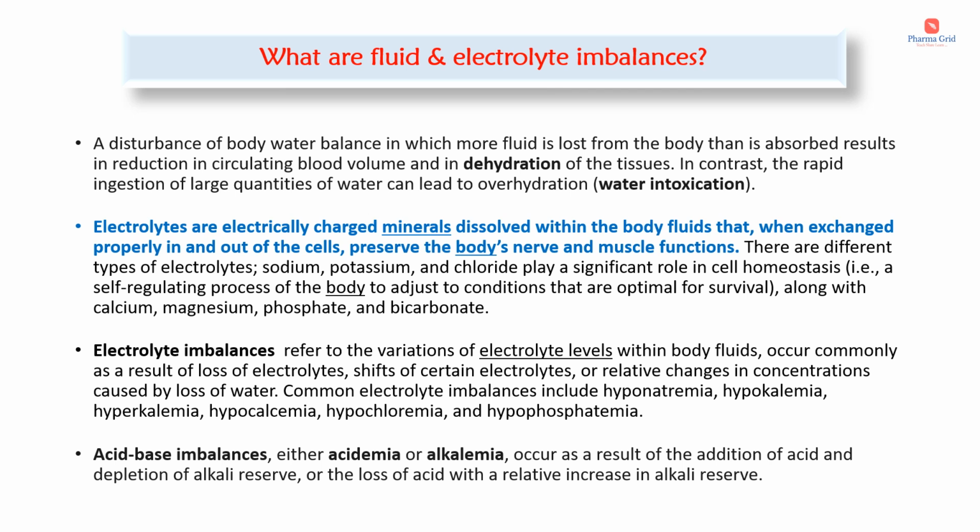Okay, so this is about the electrolyte imbalances. If there is a loss of electrolytes, mainly hyponatremia, hypokalemia, hypophosphatemia, these types of disorders can occur. And if there is an excess of electrolytes, it will lead to hypernatremia, hyperkalemia, then hypercalcemia like disorders. Then acid-base imbalances. They are mainly categorized as acidosis and alkalosis, and occur as a result of the addition of acid and depletion of alkali reserve, or the loss of acid with a relative increase in alkali reserve.